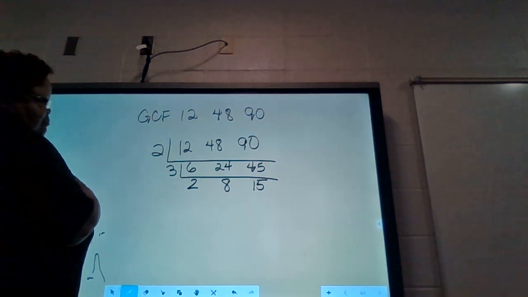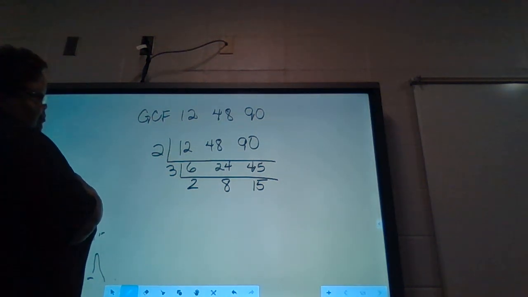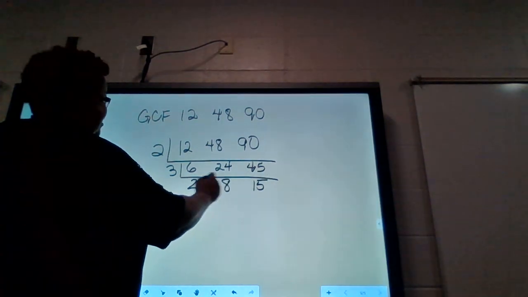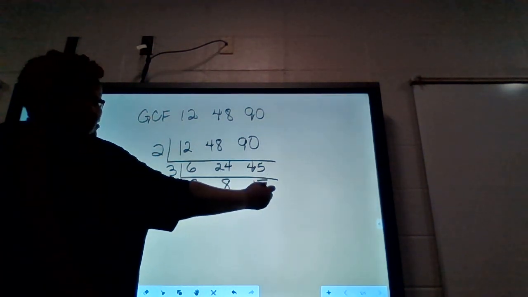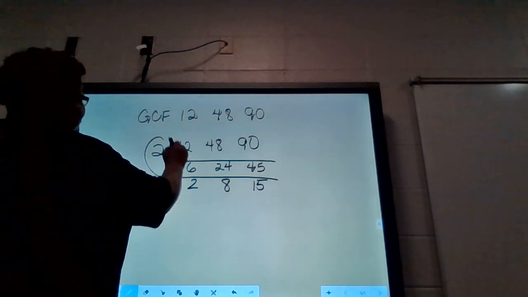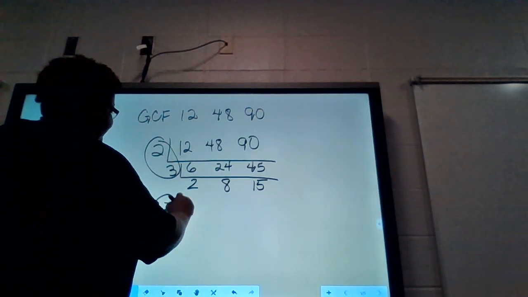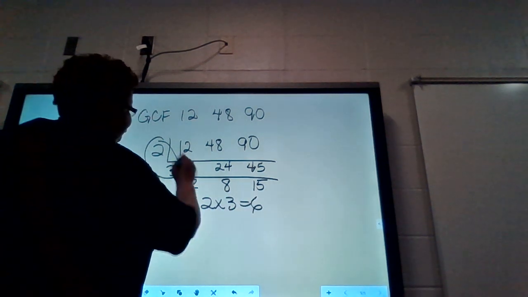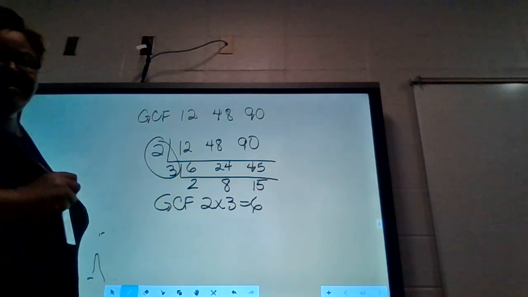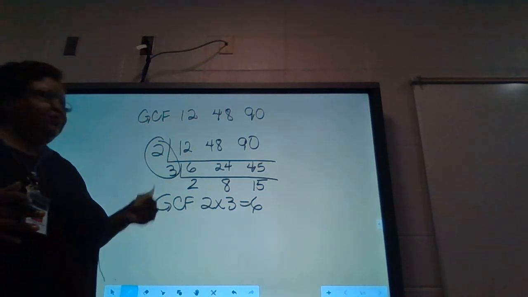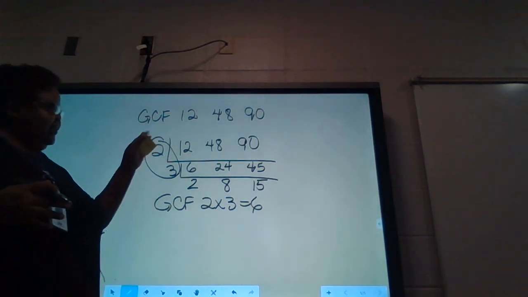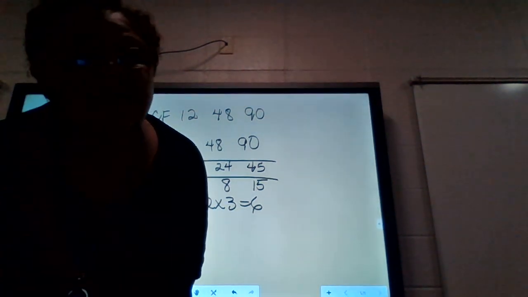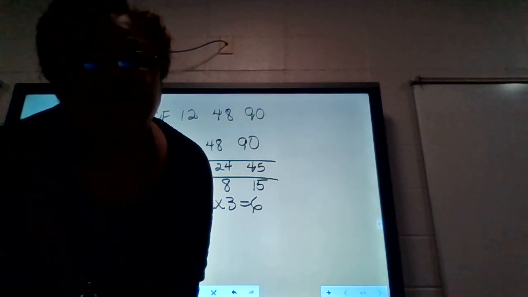So let's look a little bit more. Nope. Nothing goes into all 3 of these. These 2 are divisible by 2. This one is not. So here is my GCF. So 2 times 3, which would be 6. That's called the upside down birthday cake method. Some people call it the layer method. And let's go to another skill here.